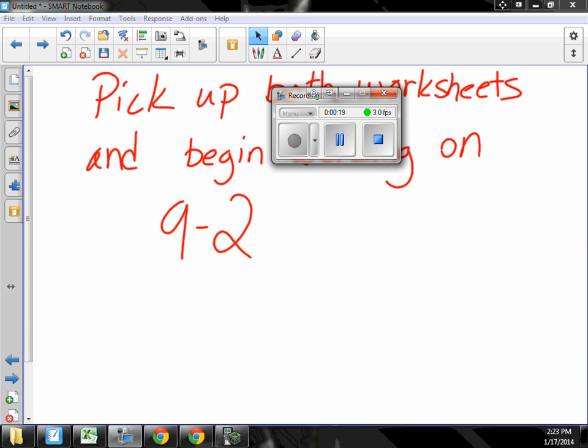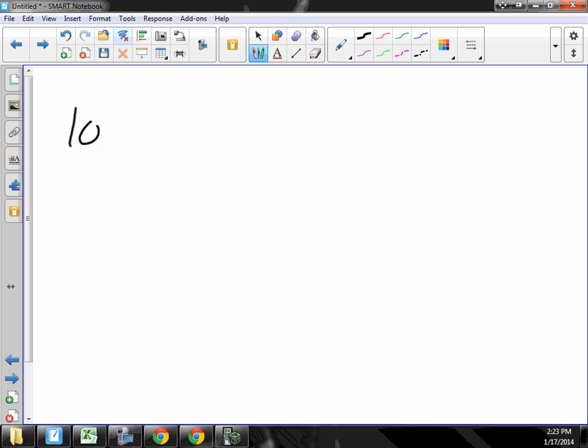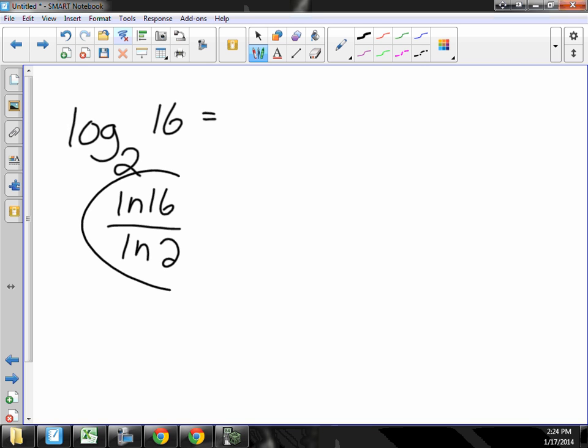So number 35 says log base 2 of 16 equals 4. Well, I know what it equals. So in your calculator, you're just going to do ln 16 over ln 2. And I want you to write this down because I want you to get used to doing that. On the test, you have to write that down to get credit. So you'll write that down and then you'll write down the answer, which in this case is 4.